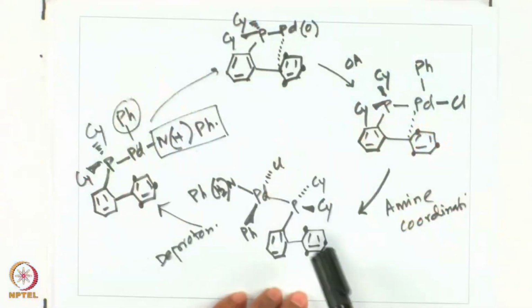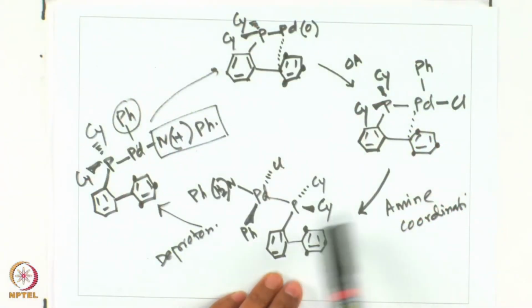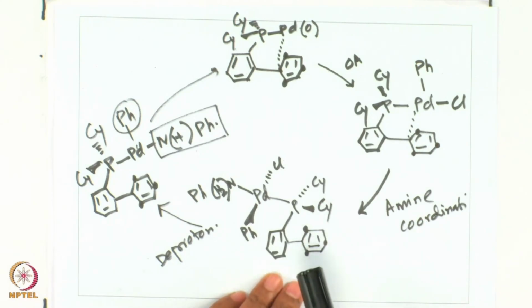So, we have seen how this can really be brought into the picture. Let us look a little bit more into this catalytic cycle. Once again, let me emphasize that amine binding is more favorable when the palladium center is distal to the non-phosphine containing ring. Okay. So, binding is more favorable when the palladium center is distal to the non-phosphine containing ring.